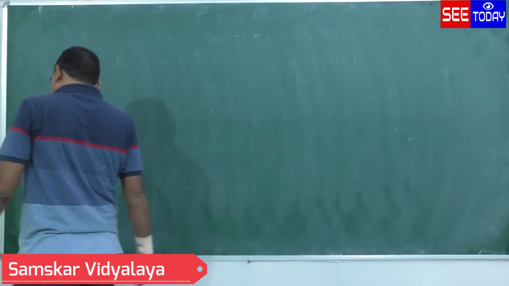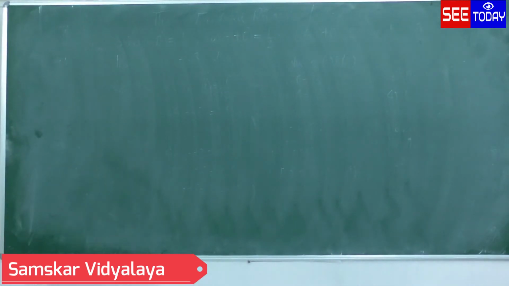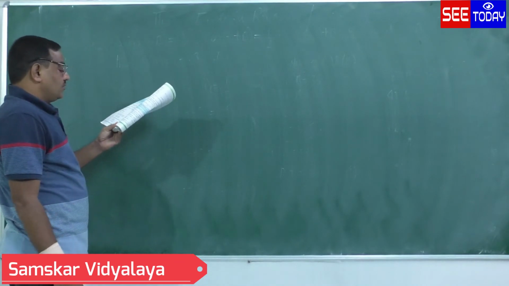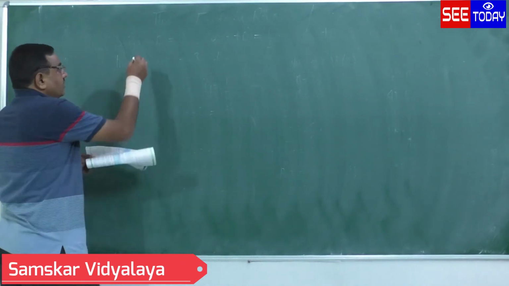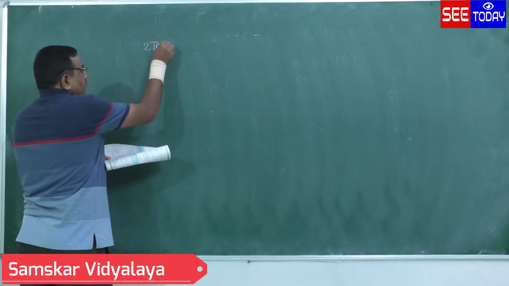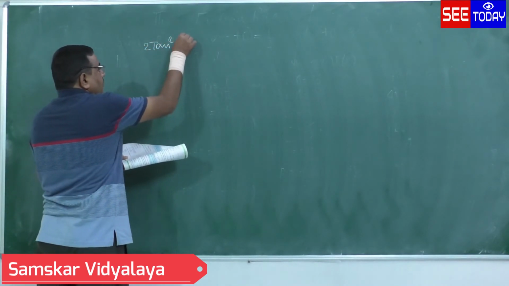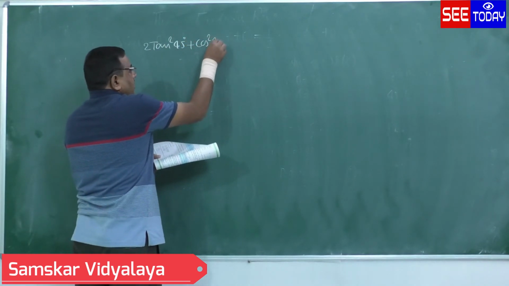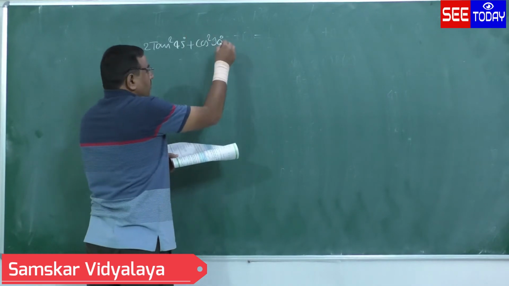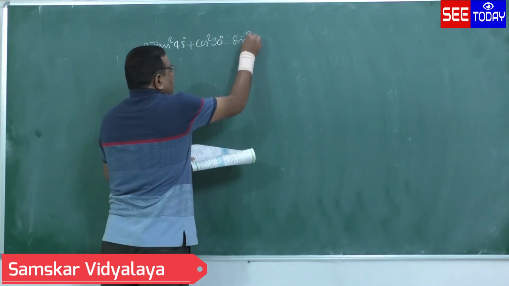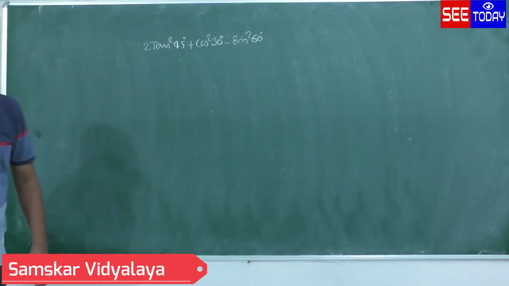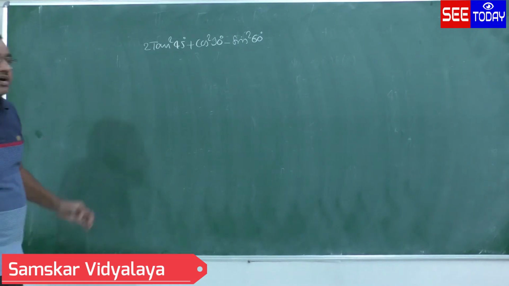I am taking the next model here. In 11.2, you can take any value, but I am taking only one. Evaluate, whenever somebody asks you something like this: 2 tan square 45 plus cos square 30 degrees minus sin square 60 degrees. Evaluate 2 tan square 45 plus cos square 30 minus sin square 60.